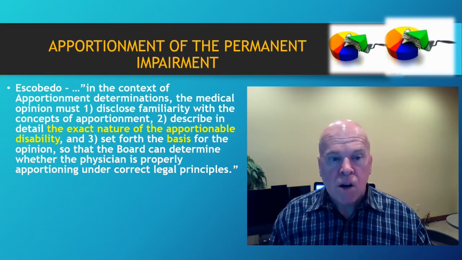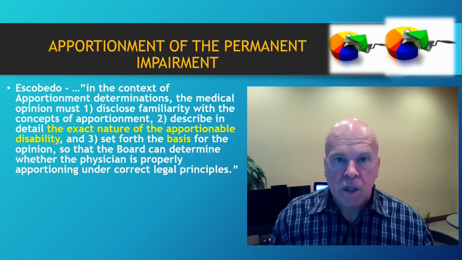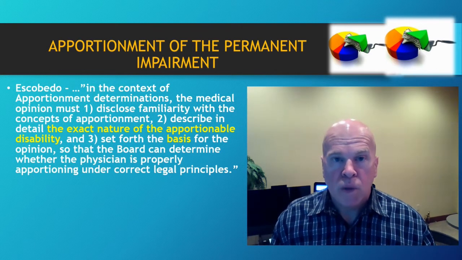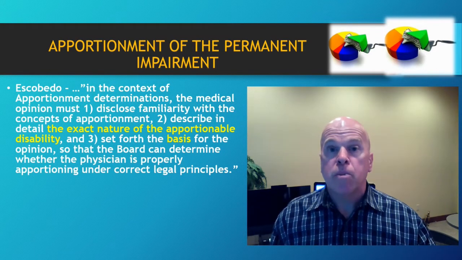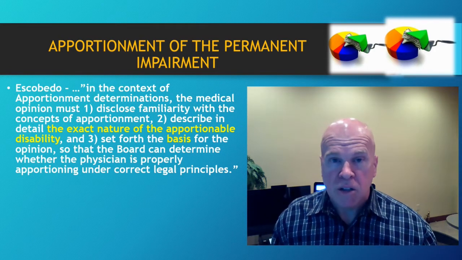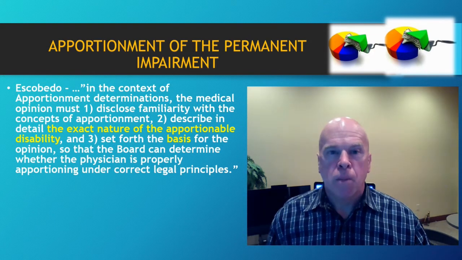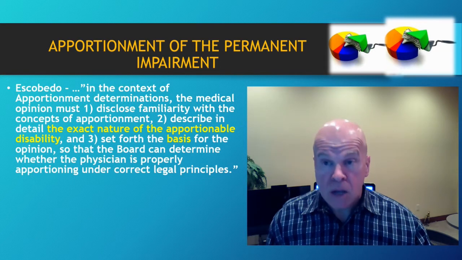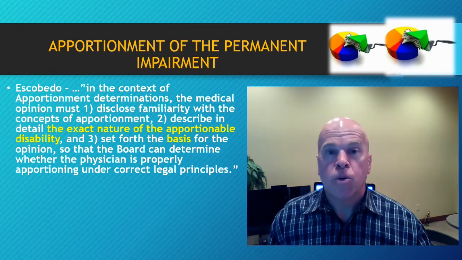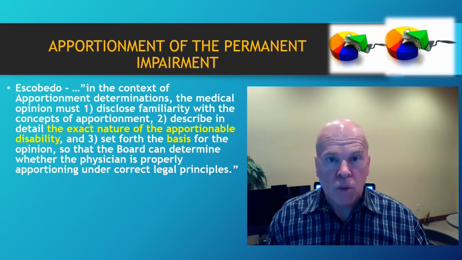So Escobedo tells us that in the context of apportionment determinations, and let's just stop right there. In the context of apportionment determinations, apportionment determinations become in context in those cases wherein we opine for permanent impairment. When the examinee has a permanent impairment, we're required by law, and I'll share that law with you here in just a few slides, we're required by law to provide an apportionment determination.